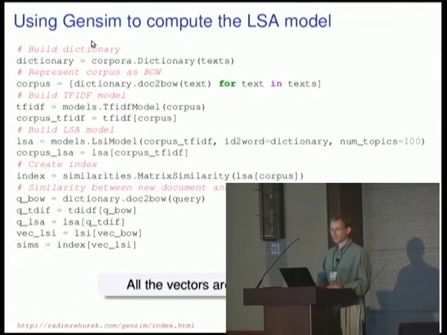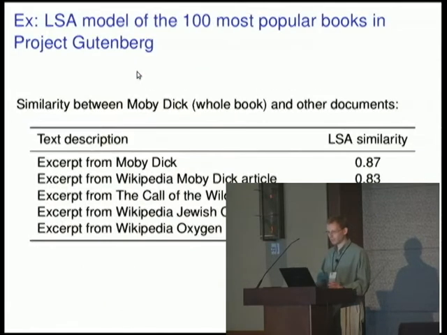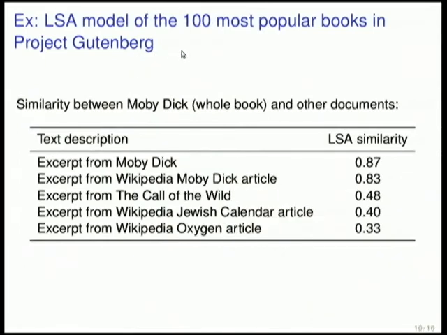It's also interesting to mention that Gensim is very good at handling big datasets. As an example, to test the library, I took the 100 most popular books in Project Gutenberg, and then I took Moby Dick, the whole book, and compared the similarity between a piece of Moby Dick and the Wikipedia article about Moby Dick, and then 3 other articles or pieces of text that are unrelated. If you look at the similarity, you're going to see that for pieces of text related to Moby Dick, you get very good numbers. This is a cosine similarity, so the numbers are between 0 and 1. So you get good numbers for things that are related to Moby Dick and low numbers for things that are not.